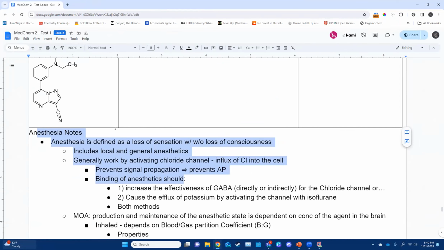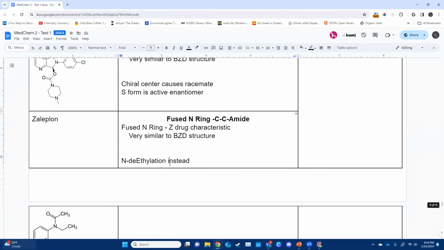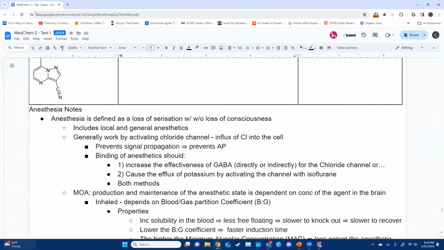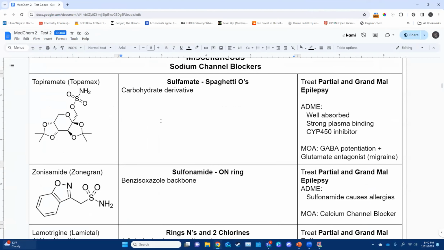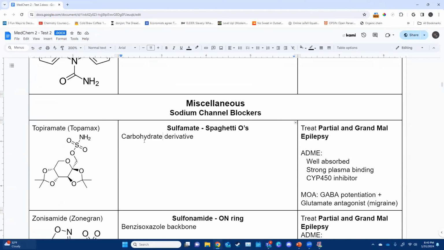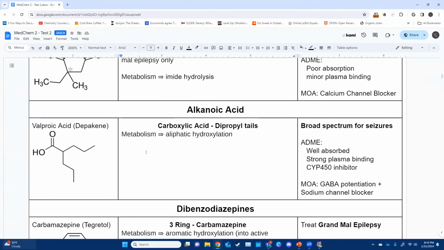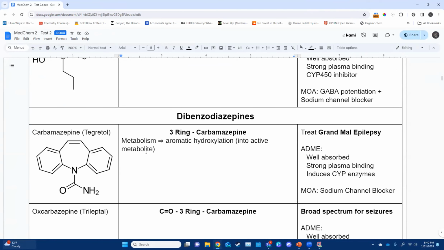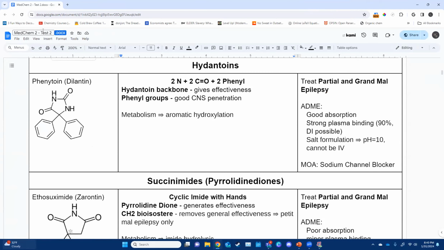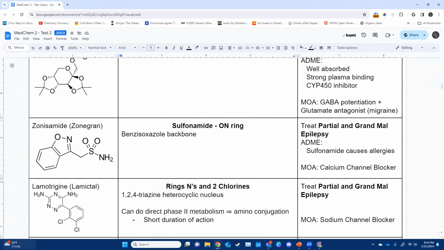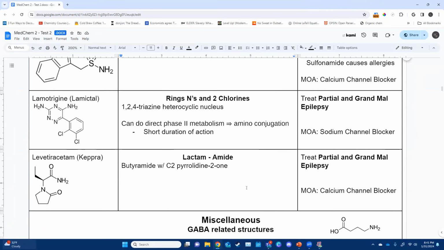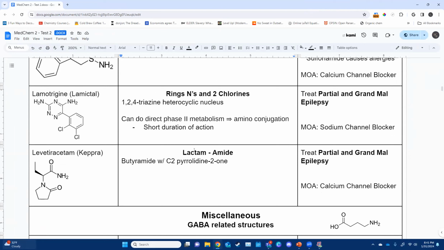Let's wrap up here. I don't really have anything to add for the other drugs. What I will say is that for the other anticonvulsants, for me it was on test two, so just go ahead and double check those. But again, I really didn't have anything to say about them, other than just a short description of what they were.